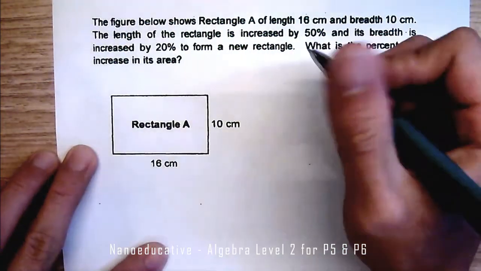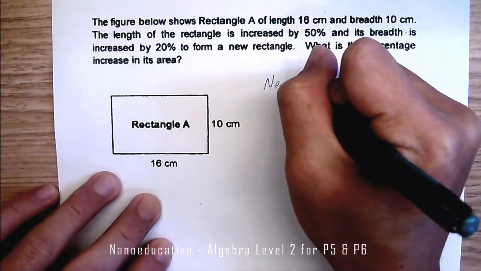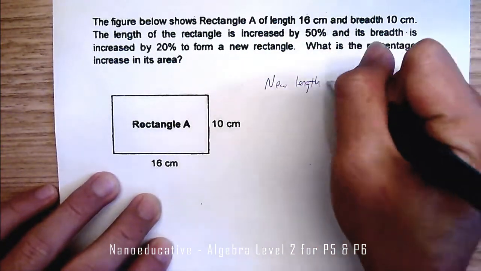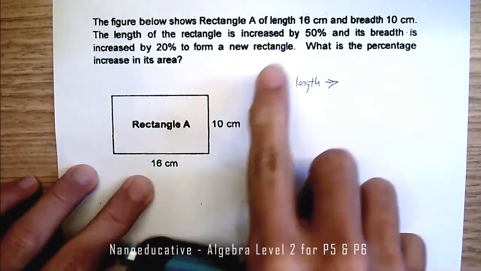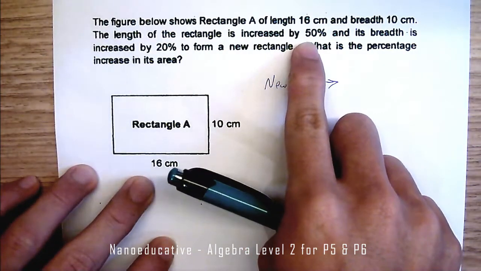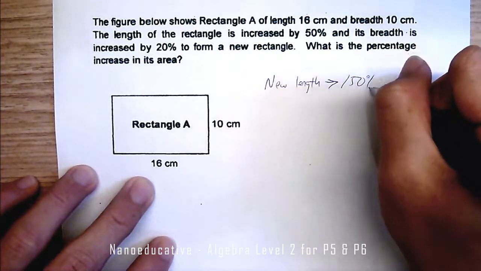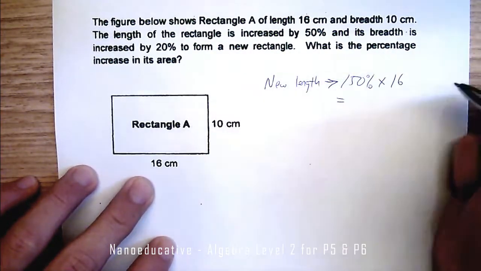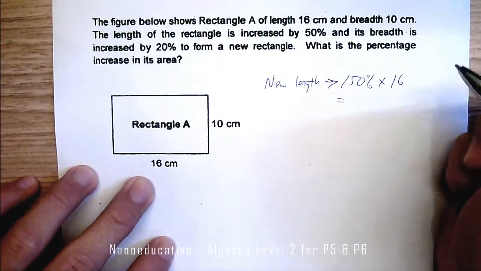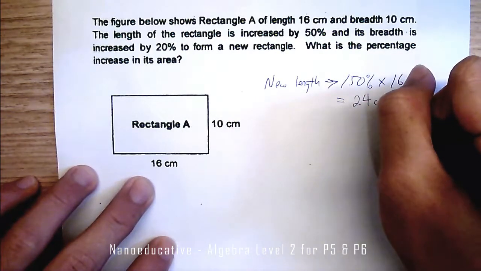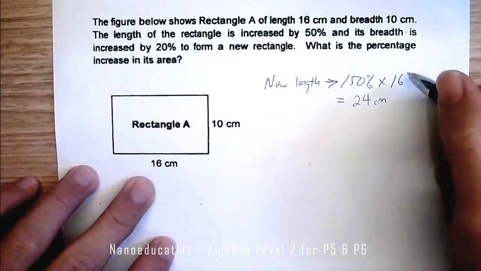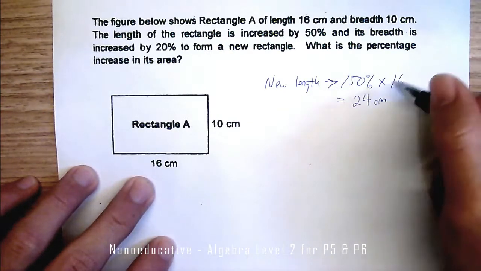Okay. Now let's talk about the new length. They told us that the old length was 16 and it was then increased by 50%. If it's increased by 50%, it will become 150%, correct? So we just take 150% multiplied by 16 cm, and that will give us 24. I can use mental calculation, but if you can't, don't worry. Just go ahead and throw it inside a calculator, you'll get the same.